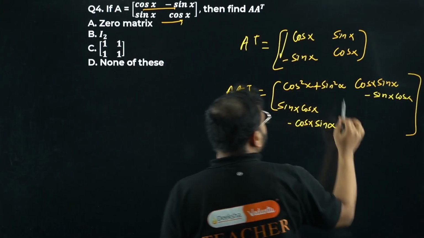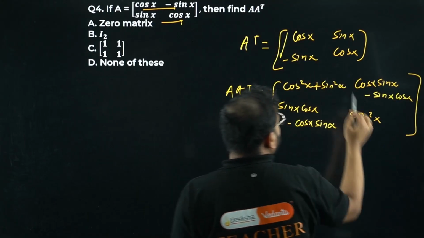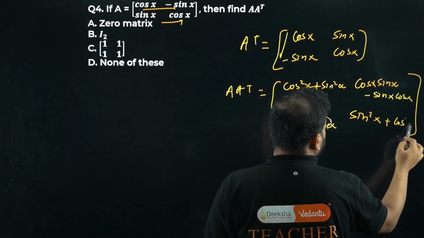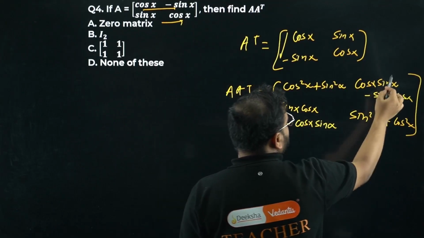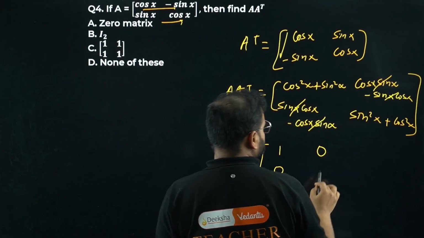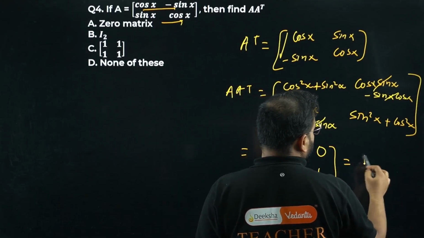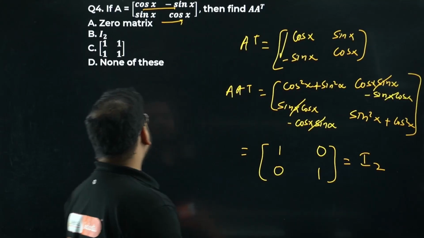Sin x into sin x is sin square x. Cos x into cos x is nothing but cos square x. What am I getting? Please check. This is 1. This is cancelling, so 0. Here also cancelling, 0. This is 1. What is this? I2. Identity matrix of order 2. The option is B.